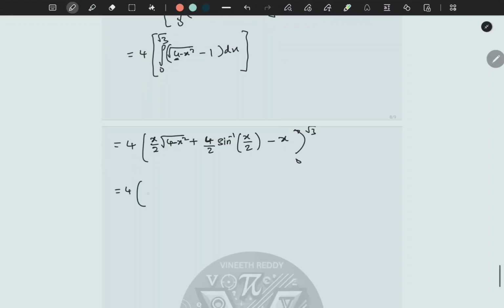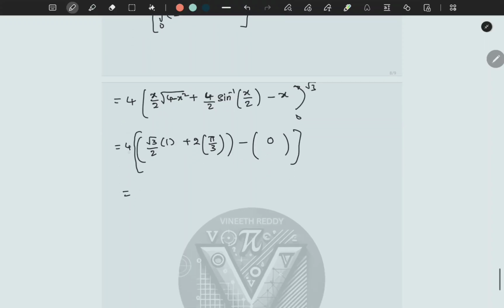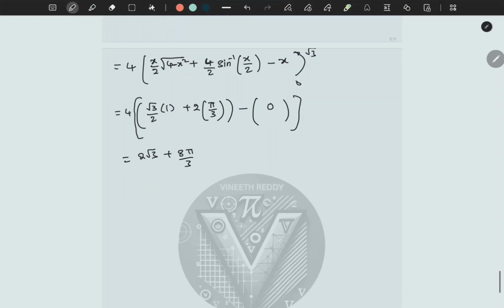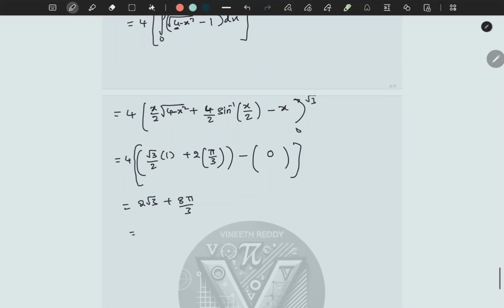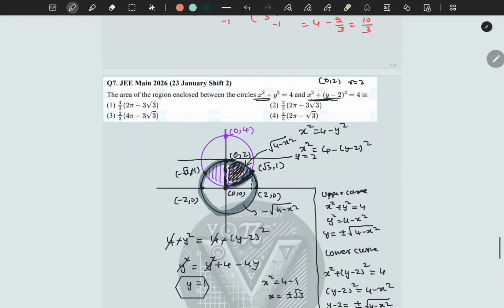So replace x with root 3 firstly. We'll be getting root 3 by 2 into 1 plus 2 into sine inverse root 3 by 2, which should be pi by 3. Now this is the upper limit. Lower limit will be replace x with 0. We get 0 directly. Now 4 into root 3 by 2 should be 2 root 3. 4 into 2 should be 8 pi by 3. So if I take LCM, the answer should be 8 pi by 3 plus 2 root 3.